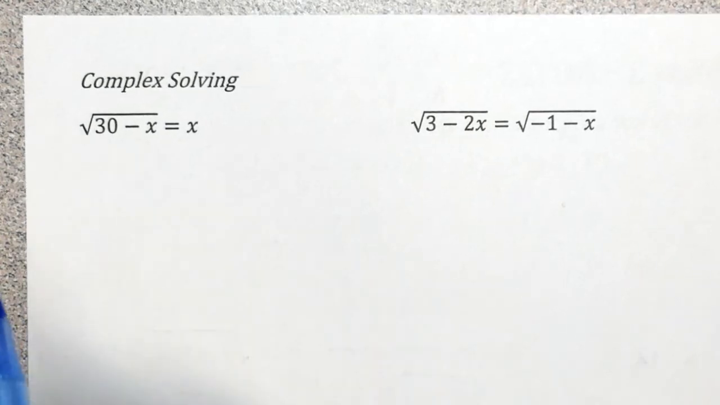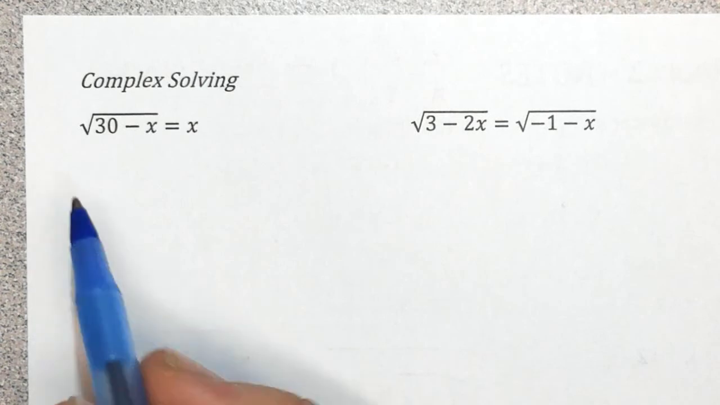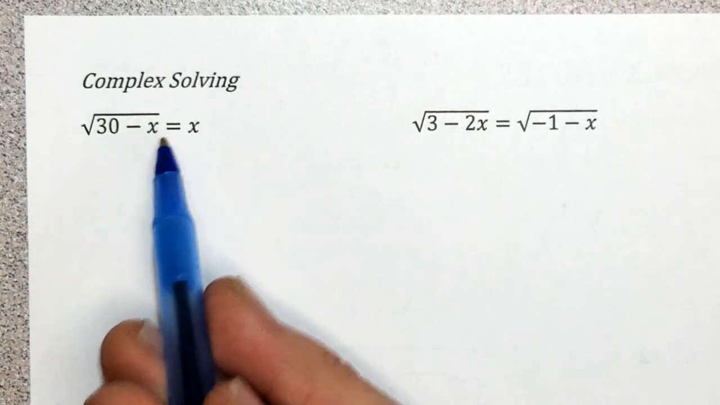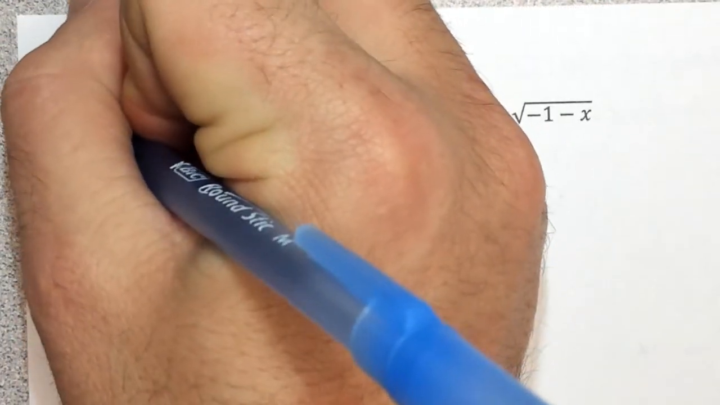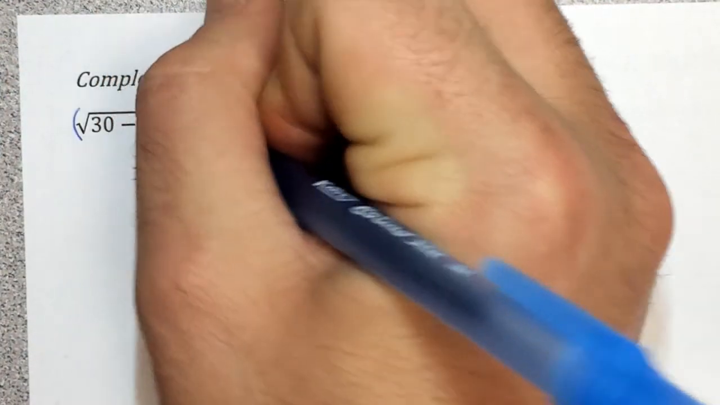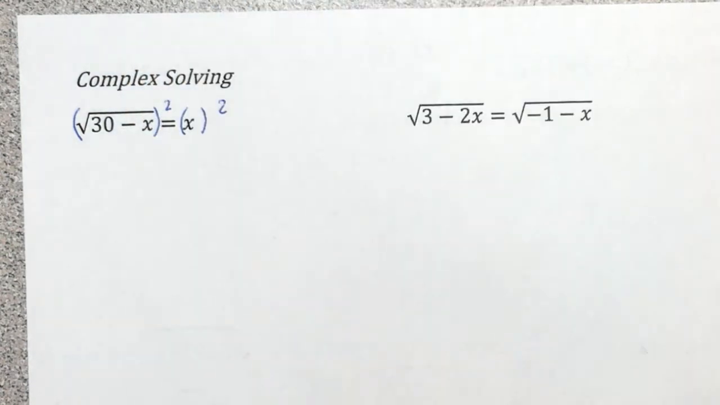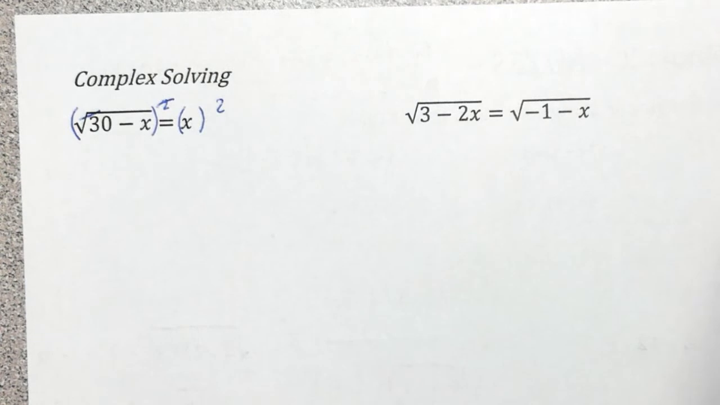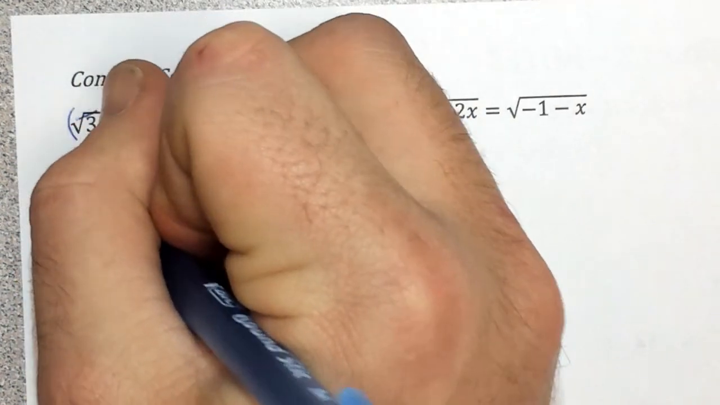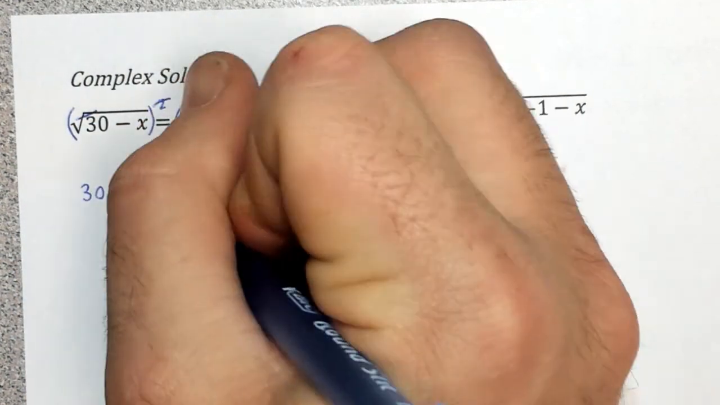So, the process remains exactly the same. Is the square root isolated right now? Yes, there's nothing in front of it, and there's nothing behind it. So how do I get rid of a square root? I square it. So I'm going to square this side and square this side. The square and the square root cancel. I'm left with 30 minus x.